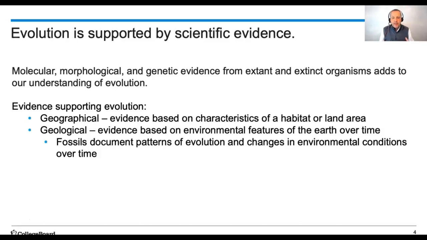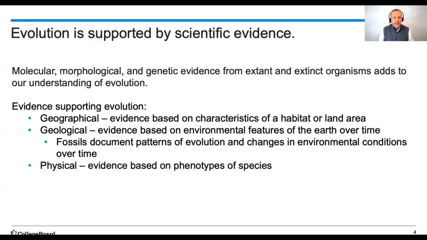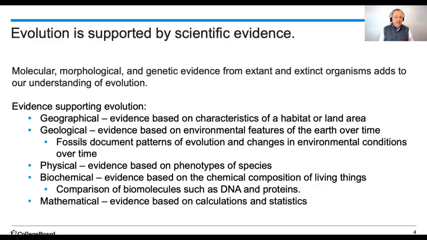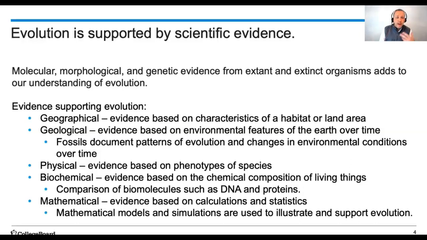Fossils document patterns of evolution and changes in environmental conditions over time. There's physical, which is evidence based on phenotypes of species. There's biochemical, which is evidence based on chemical composition of living things. So basically, comparison of biomolecules such as DNA and proteins. And then finally, mathematical evidence based on calculations and statistics. Mathematical models and simulations are used to illustrate and support evolution.